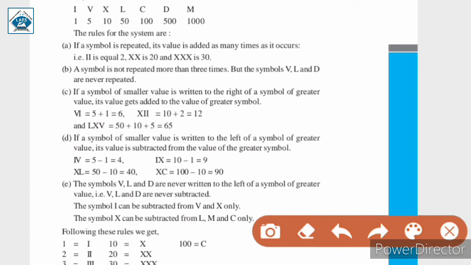value के साथ. The next rule is, if a symbol of smaller value is written to the left of a symbol of greater value, its value is subtracted from the value of the greater symbol. यहाँ पे हमने क्या देखा था, अगर right में symbol के कोई वैल्यू रख रहे हैं तो वो क्या हो जाएगा, ऐड हो जाएगा. But on the other hand, if it is written to the left, then it is subtracted. Its value is subtracted from the value of the greater symbol.